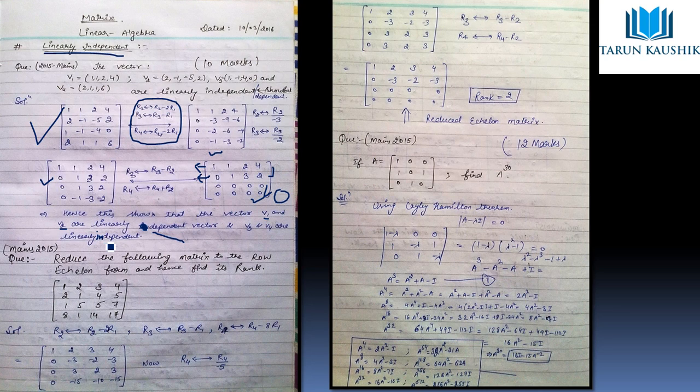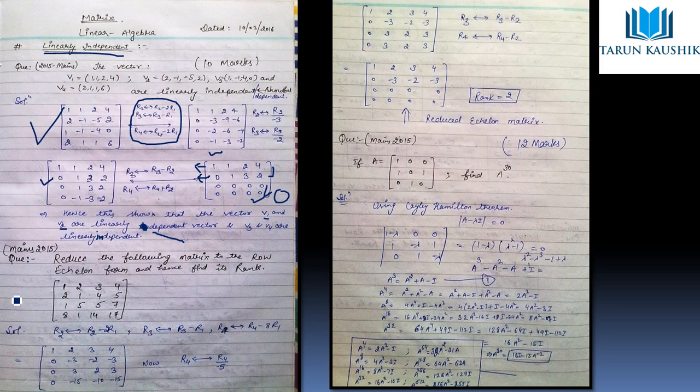Linearly independent. Okay, so it's a simple question. The rows which come out to be 0 are linearly independent, and the rows which are non-zero are dependent. This was for 10 marks, very simple. Next: reduce the following matrices to the row echelon form and hence find its rank.